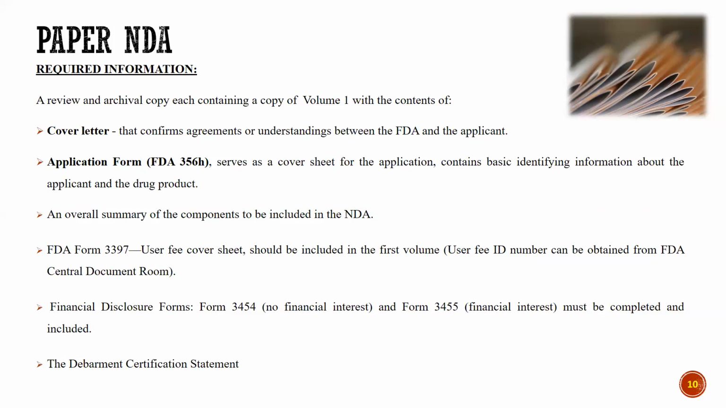FDA Form 3397, the user fee cover sheet, should be included in the first volume. User fee ID numbers can be obtained from the FDA Central Document Room. Financial disclosure forms will also be required, like Form 3454, which must be completed and included in the review copy, and a debarment certification statement should also be included.